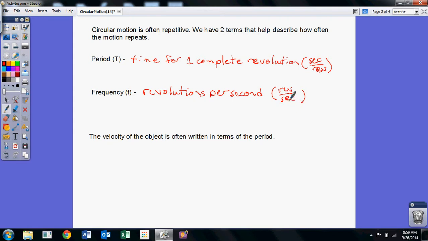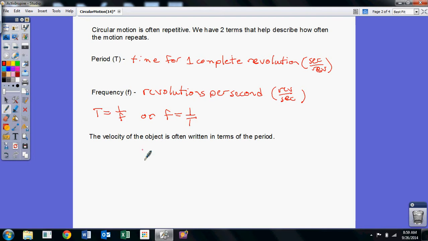If you look at these, you can see that basically they are inverses, or reciprocals, of each other. Seconds per revolution compared to revolutions per second. So there is a relationship between these two. The period is equal to 1 over the frequency, or the frequency is equal to 1 over the period. At this point, period is going to be the most often used rather than the frequency, but you'll see both sometimes.